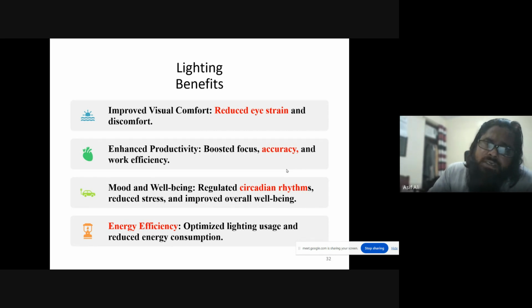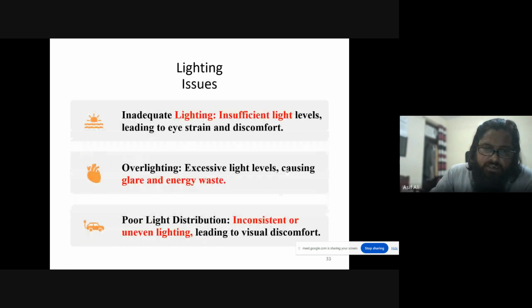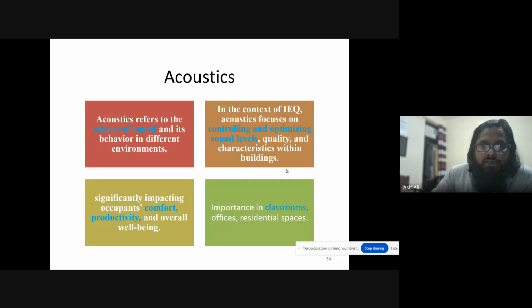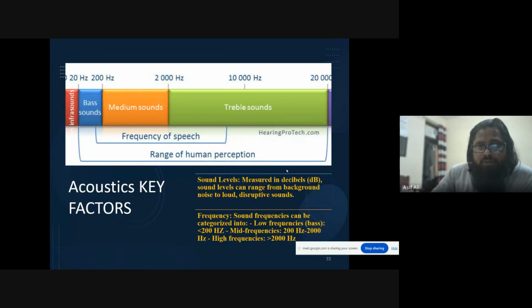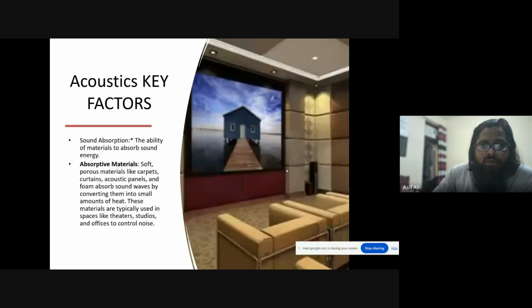So the most important health hazard due to lighting is eye strain. To reduce eye strain, it is very important that visual comfort should be improved, and also for accuracy, for the circadian rhythm and energy efficiency. Acoustics is also important. Obviously there is sound level, which we have already discussed. And it becomes most important when there is a home theater, a theater, or a conference room.